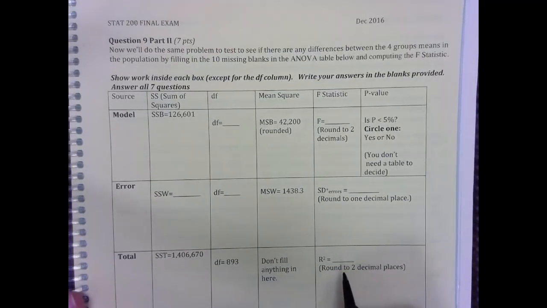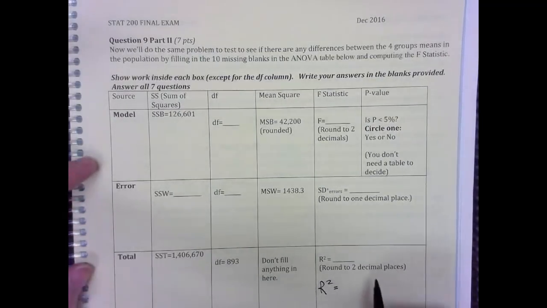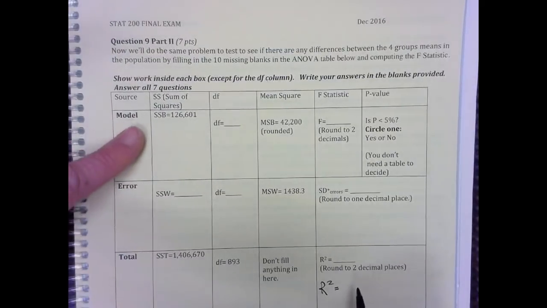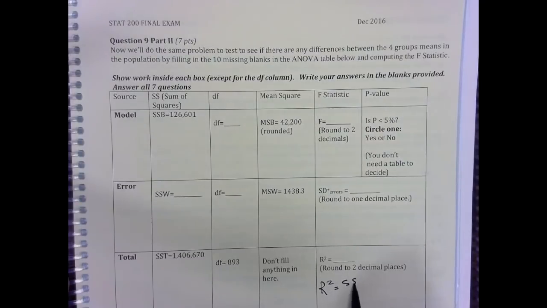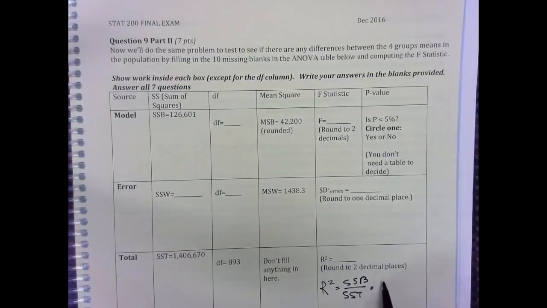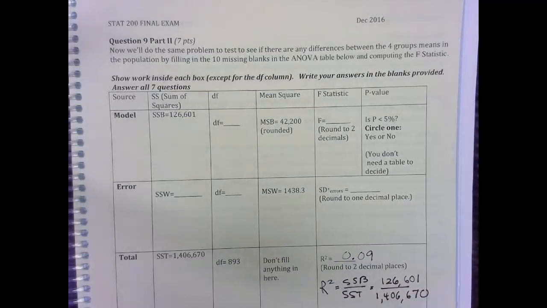Okay, R squared, you should know, is going to be the proportion of the total variability due to the model, so it would be SSB over SST, or SS model over SST, as we usually call it. And so in this case, it would be 126,601 over this. And that is 0.09. Okay.